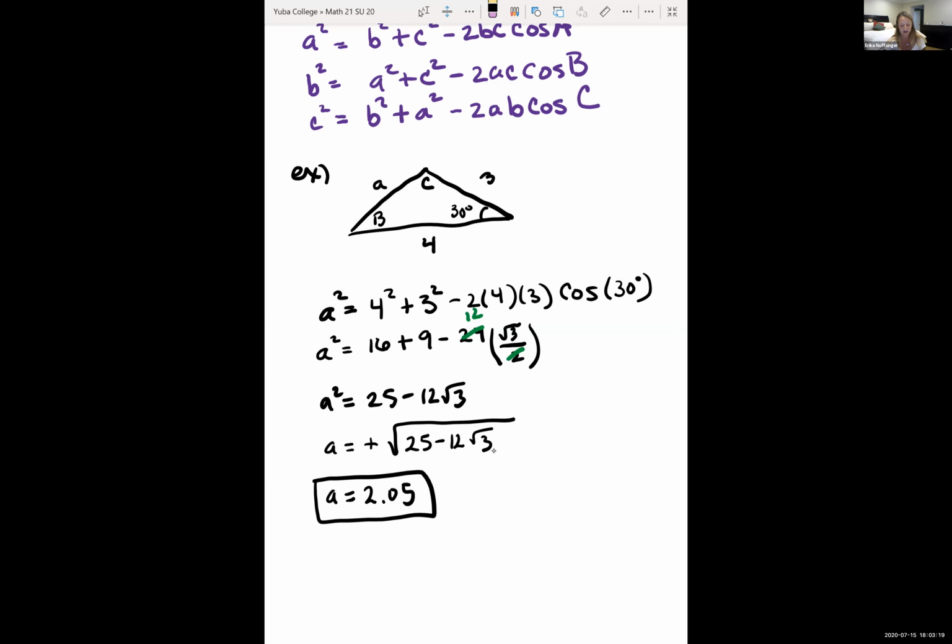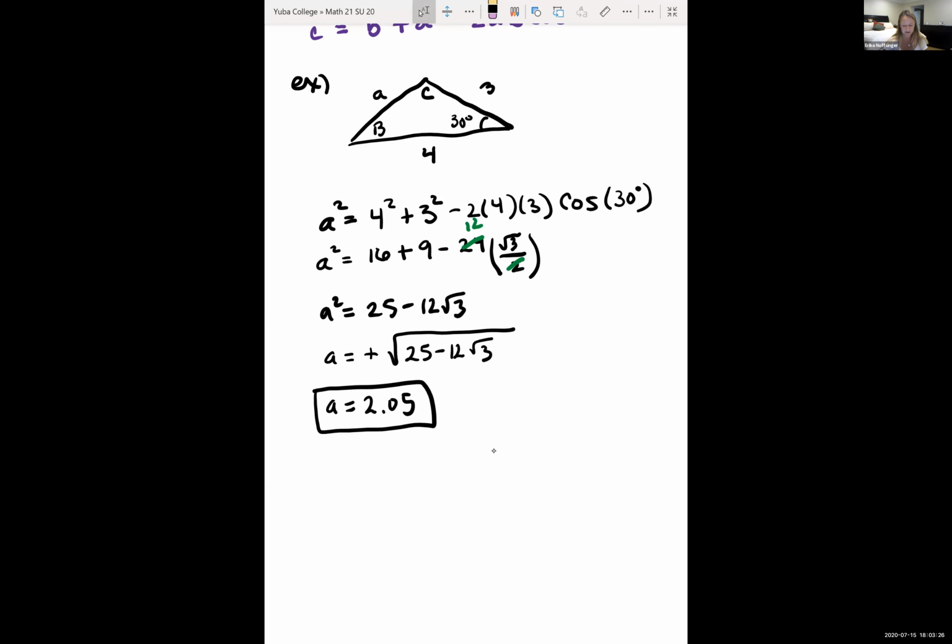So for angle B and angle C, we could use the law of cosines, but it would be easier now to use the law of sines, because we know sine 30 and we're trying to find angles, so let's put it in the numerator. So sine of 30 degrees all over the side across from it, which was approximately 2.05, is equal to, it doesn't matter whether you look for B or C, sine of angle B all over the side across from it, which is 3.